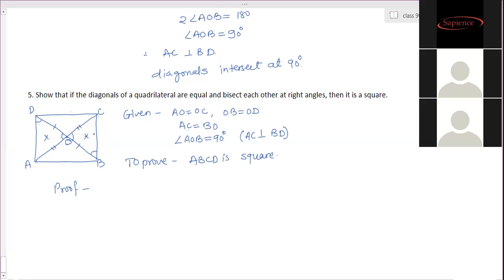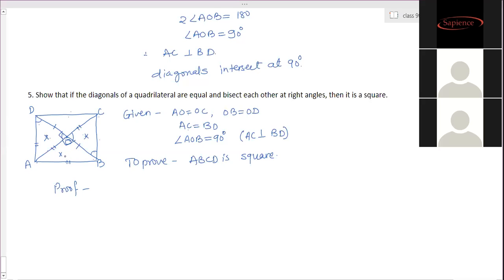Now we have to prove all sides equal. For that, we have to prove congruency of AOD and AOB. In that, this is 90. AO is common and OD is equal to OB, given. So by SAS criteria, these two triangles are also congruent. Therefore, AB is equal to AD. Now in a parallelogram, all sides will be equal because AB is equal to AD, AB is equal to CD, and AD is equal to BC. That means all four sides are equal to each other. Now it is a rhombus.